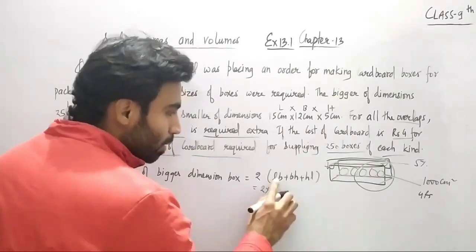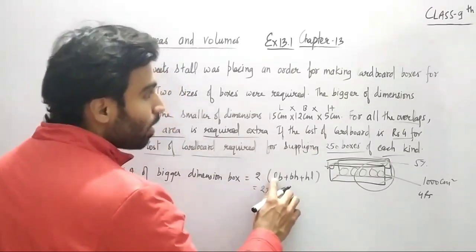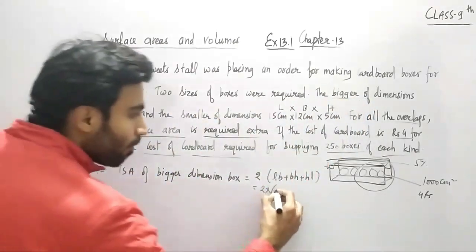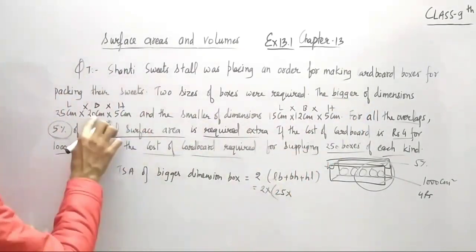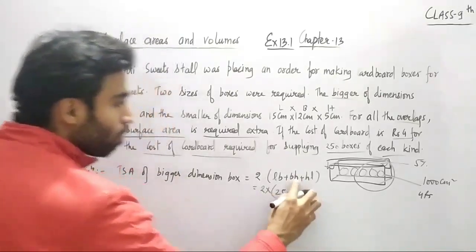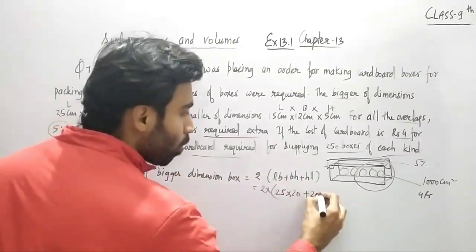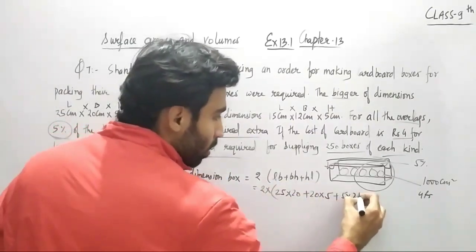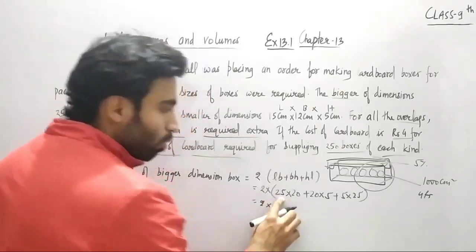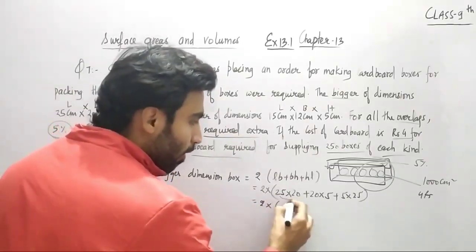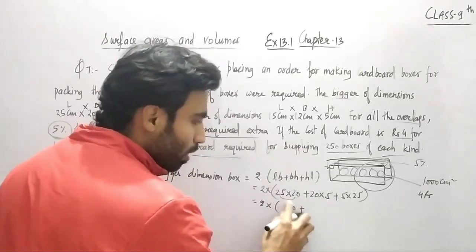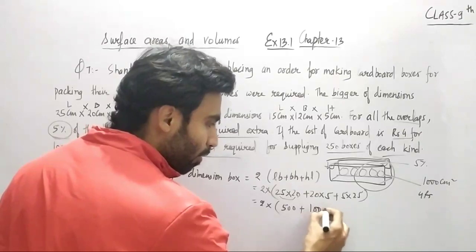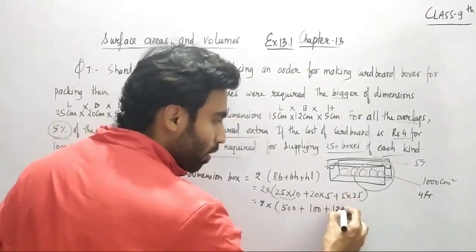So here you can see, first L into B. So what is the length here? You can see the length given of the bigger dimension box, that is 25 into the breadth, that is 20, plus breadth and height, that will be 20 into 5, plus height and length, so that will be 5 into 25, right? So you will get this whenever you place it. Now 25 into 20, that will be 500. Now 20 into 5, that will be 100, and 5 into 25, that will be 125.